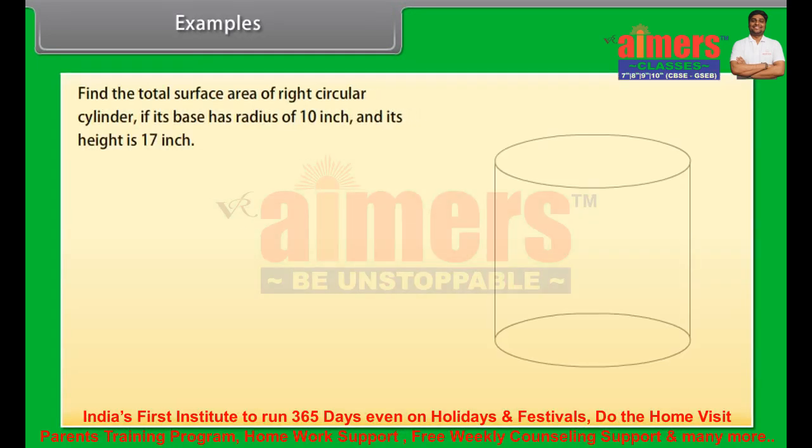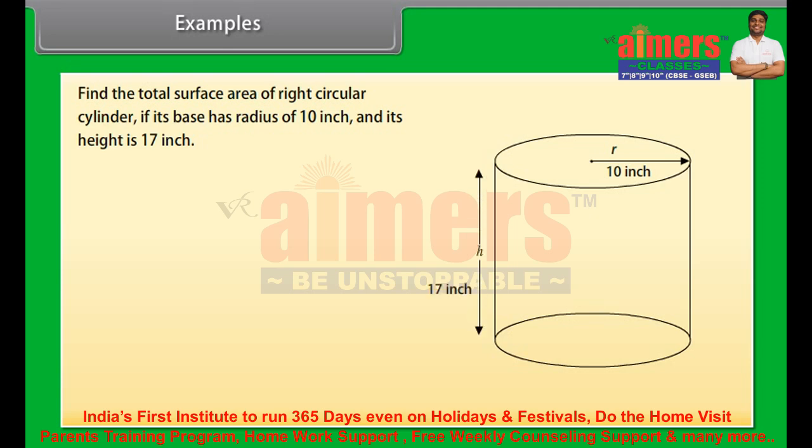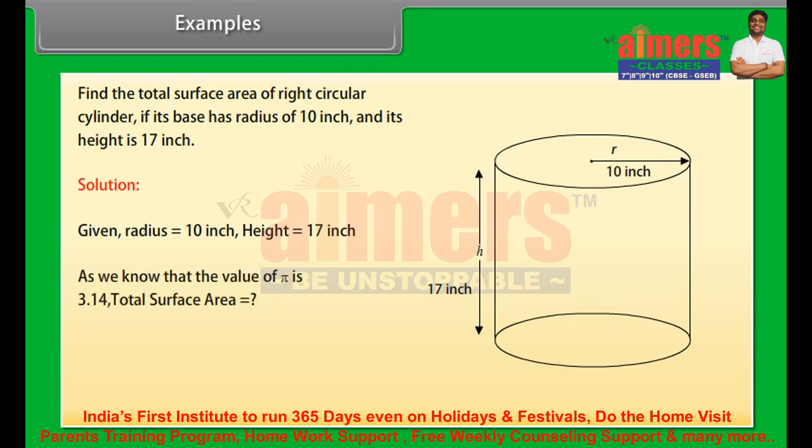Example: find the total surface area of a right circular cylinder if its base has a radius of 10 inches and its height is 17 inches. Solution: radius is equal to 10 inches and height is equal to 17 inches, which is given. As we know that the value of pi is 3.14, now we have to find the total surface area.